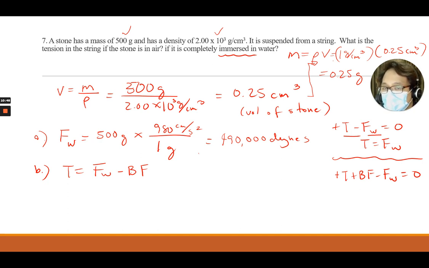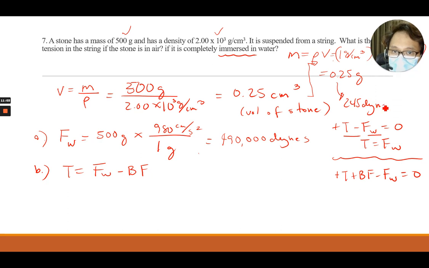Now, 0.25 grams can be converted to dynes by multiplying it with 980. Okay, so 0.25 grams, you get 245 dynes. Okay, so converting this to dynes, you get 245 dynes. So this is the buoyant force exerted.